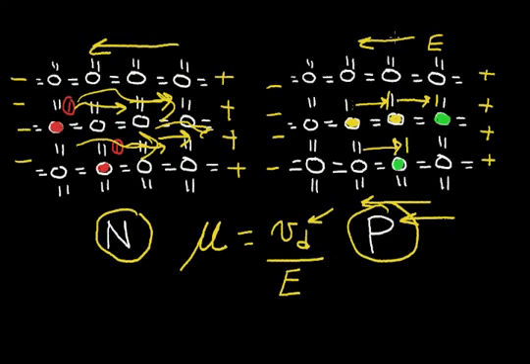So if I have a very small electric field in the denominator, and I have a very high velocity of drift, then I have a very high mobility. So it turns out that my guess that the n-type mobility is better than the p-type mobility is a correct guess. And that has some consequences. So let's explore those consequences now.